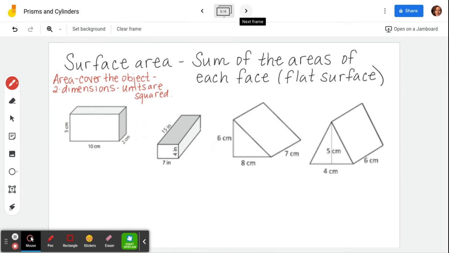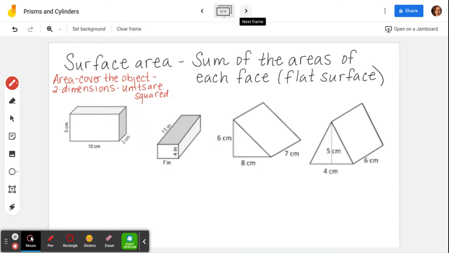Surface area, where we talked about volume is how much it takes to fill the object. Surface area is how much it takes to perfectly cover the object. If I was going to cut out wrapping paper and not have any of it overlap, but measure it out perfectly so that every little bit of each face, each side was covered, that would be the surface area. So really what you're doing is finding the area of each side, each face, and then adding those together.